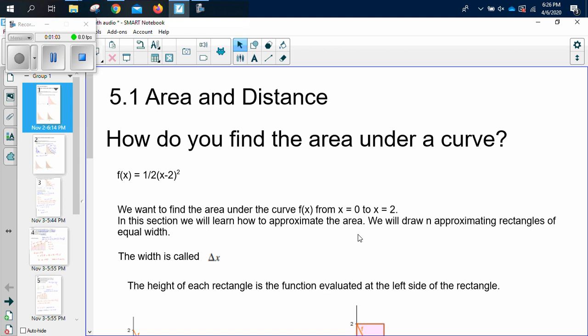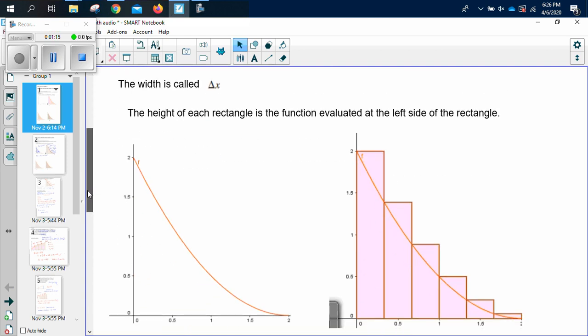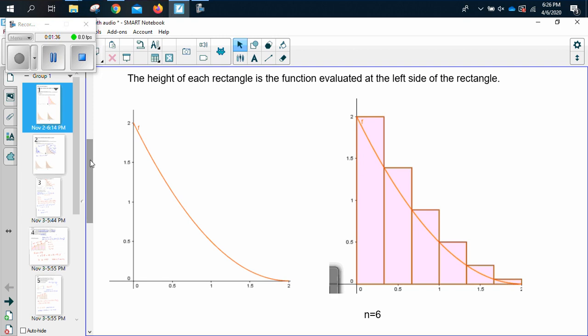We're going to approximate this area under the curve, and we're going to draw in approximating rectangles of equal width. The width is called delta x. The height of each rectangle is the function evaluated at the left side of the rectangle. So we're talking about the area under this curve, and we're using these rectangles. The height is going to be the function value, and the width is this common width called delta x. Now, we see if we just have n equals 6 rectangles, that's not going to be a real great approximation.